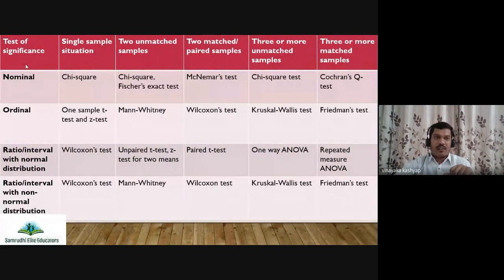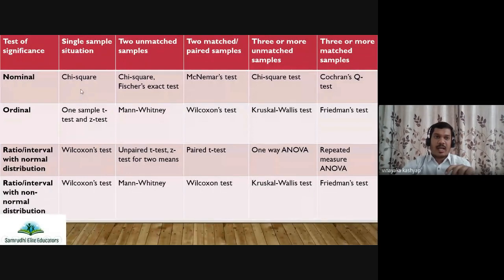Now this is the left side column, you can see it depends on the data, whether it's nominal data, ordinal data, or it's ratio or interval with normal distribution or with non-normal distribution. And then here you're having a single sample or two sample comparison or two matched or three or more. Then here is the thing.